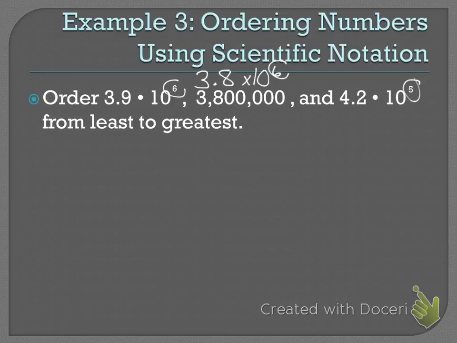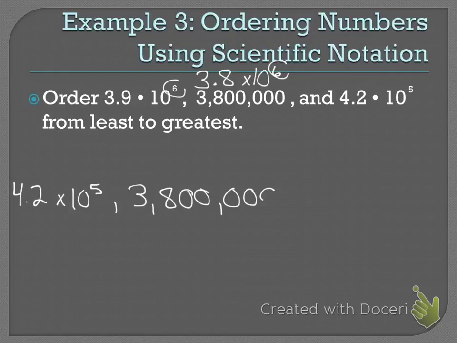4.2 times 10 to the 5th. That was easy. 4.2 times 10 to the 5th power. But now my 6's, since my 6's are the same, I have to look at the decimal values. Which one's the next smallest? 3.8 or 3.9? 3.8 is smaller than 3.9. So I write it in the original form, 3,800,000. Make sure you're writing your answers in the original format. And then 3.9 times 10 to the 6th.